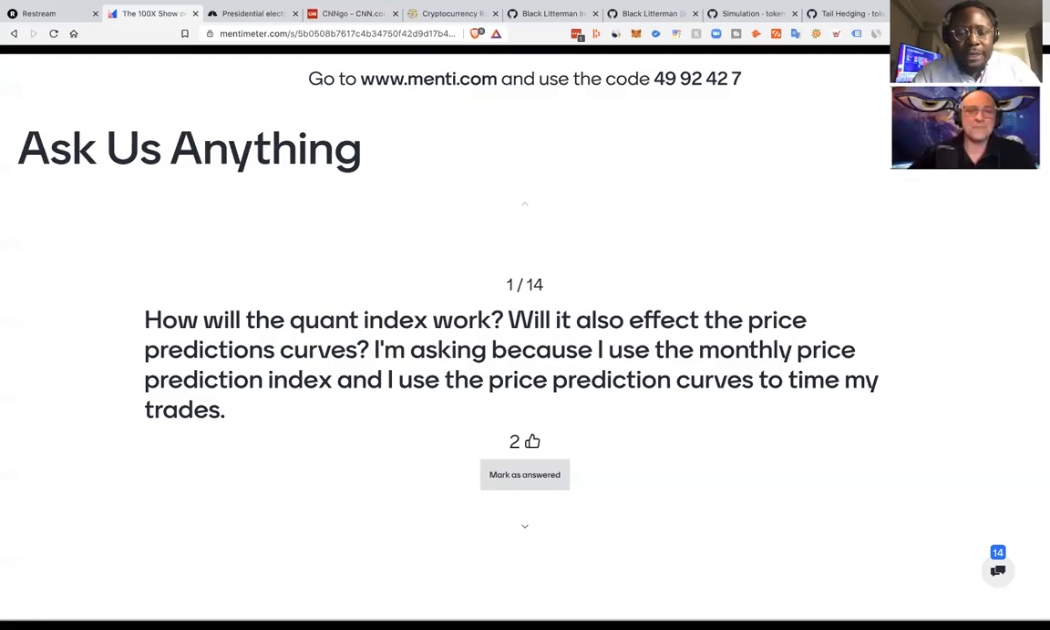Okay, so how will the quant index work? Would it also affect the price prediction curves? I'm asking because I use the monthly price prediction index and the price prediction curves to time my trades. So the price prediction curves will remain the same. Quant grade will be its own grade based on its own AI, so that will be something totally different, and that will be mainly for value investors, while price prediction will be the same.